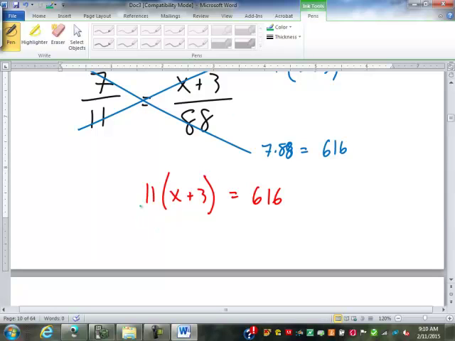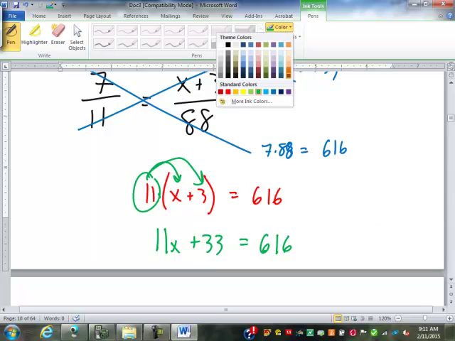Everybody see where this comes from so far? Any questions? We've got to solve that yet to get the answer. Now we see the parentheses. Is there anything we can do in the parentheses? No. To the parentheses? Yes, times 11. So 11 times x is 11x. 11 times 3 is 33. It's a positive 33, so we do that. Equals 616. Now what do we need to do?